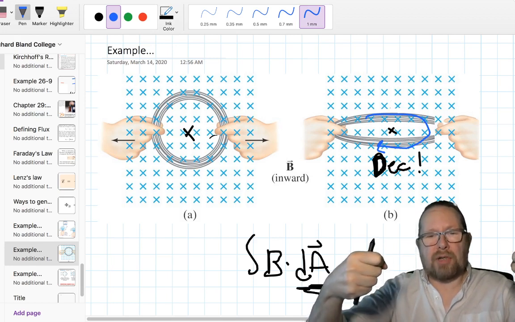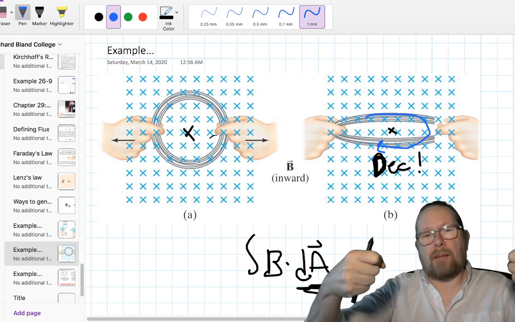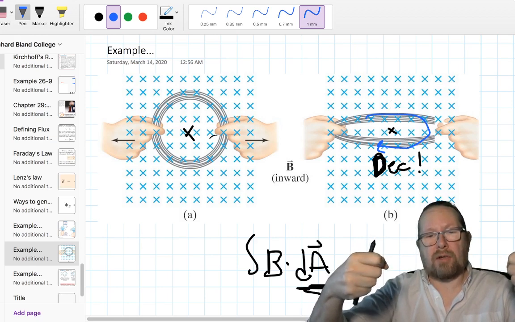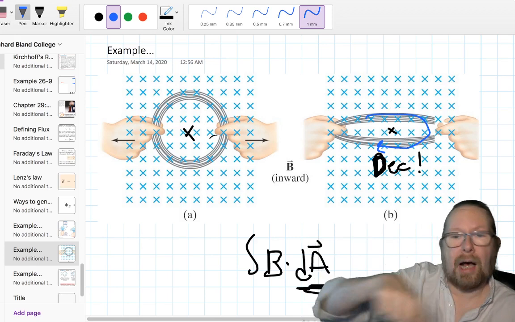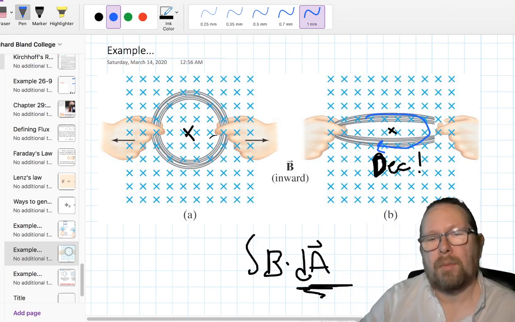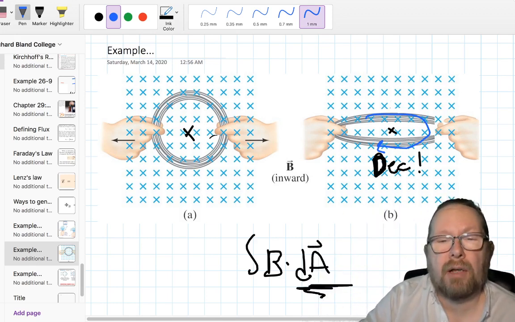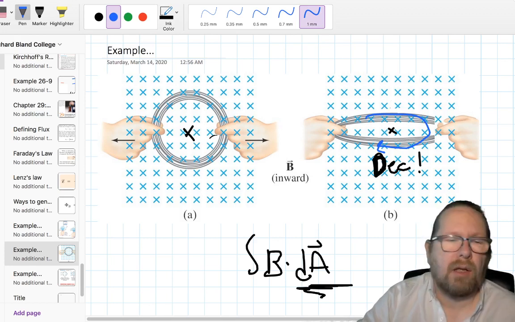Once you stop stretching it and hold it still, the current will stop, okay, because there's no change in flux. If you squish it again, the current will flow in the opposite direction because you're then increasing the flux, and you're going to fight against that increase by opposing that magnetic field.